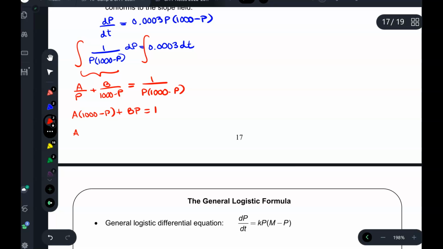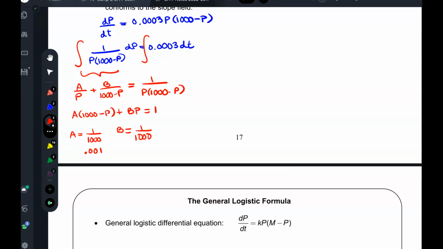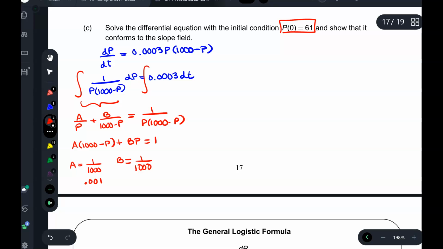So when P equals 1,000, they're both the same. 1 over 1,000. You can also write that as 0.001 if you want to write it as a decimal. Okay so far? We'll say yes.